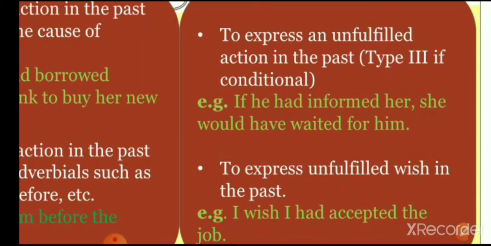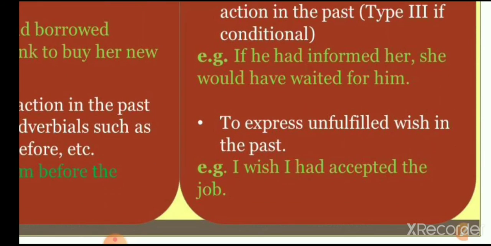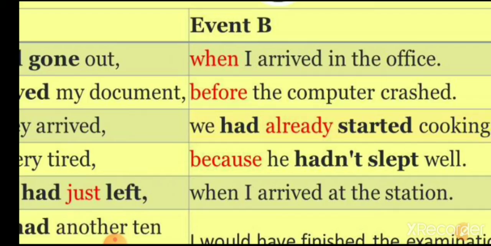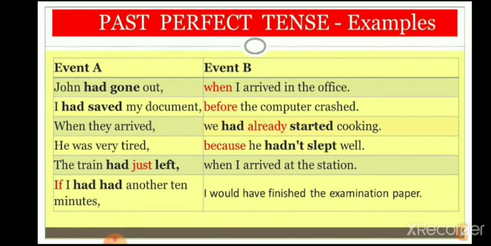So, definitely when you use if he had informed, that is past perfect tense in the if clause, and in the main clause you are supposed to use she would have waited, that is she would have waited for him. If he had informed her, she would have waited for him. In order to express unfulfilled wish in the past, I wish I had accepted the job. Let us know more examples.